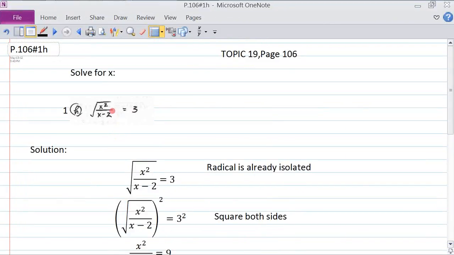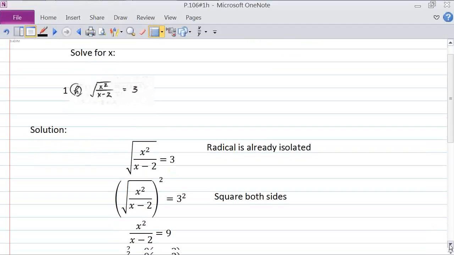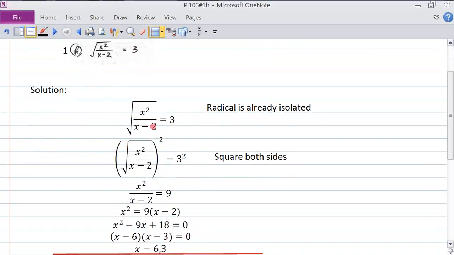Here we have an isolated radical, 1H: the square root of x squared over x minus 2 equals 3. If I square this side and square that side, that'll make it simpler to deal with solving for x. The radical is already isolated, so we don't have to move anything from the left to the right or vice versa. If I square the left-hand side, I get this, and when I square the right-hand side, I get that.